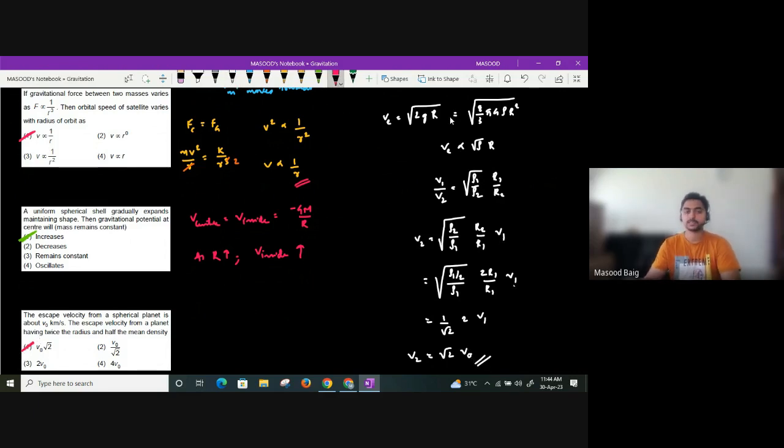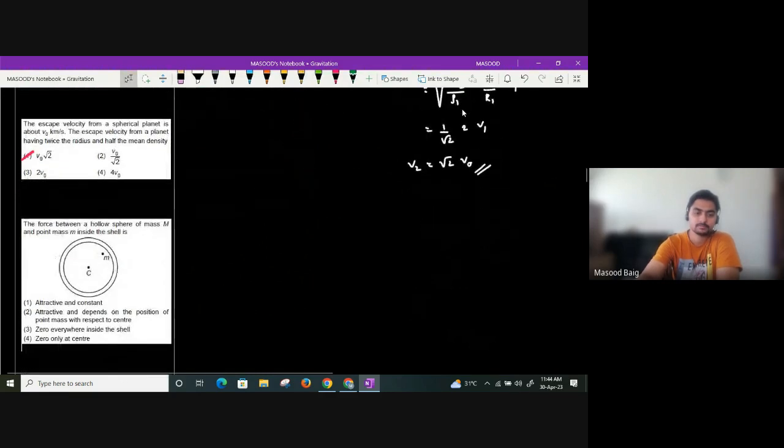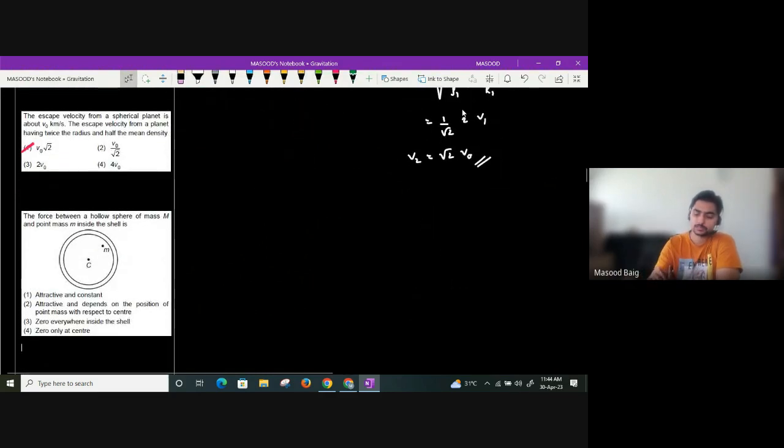What is escape speed given in terms of density and radius? It is given as root over 8 by 3 pi G rho into R square. Understood, all of you? Yes or no? I hope it is clear.